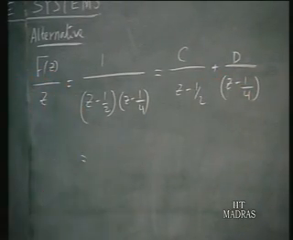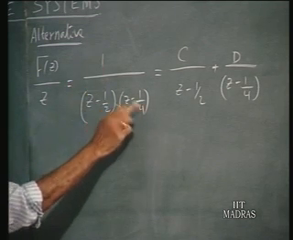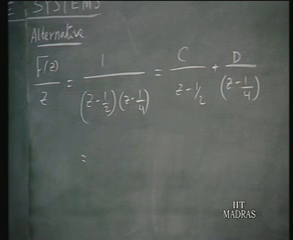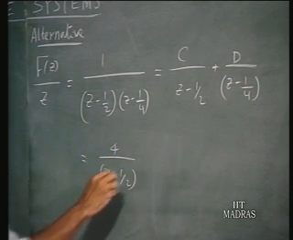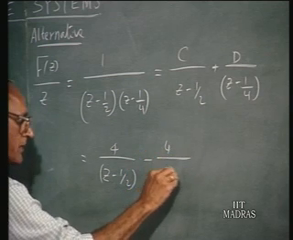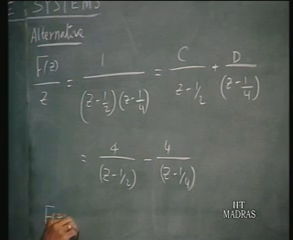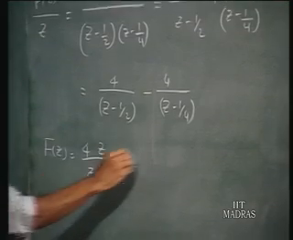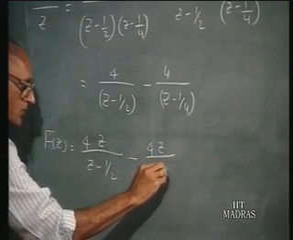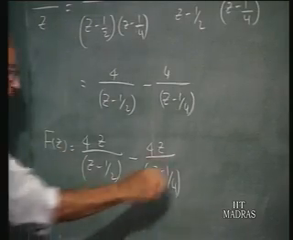And for c, of course, multiply this by (z minus half), 1 over z times (z minus 1/4), evaluated when z equals half. And so you can work this out and show that this is equal to 4 upon (z minus half) minus 4 upon (z minus 1/4). Therefore, we can now write F(z) equals 4z upon (z minus half) minus 4z upon (z minus 1/4). Now this is a form which is convenient for us to use.